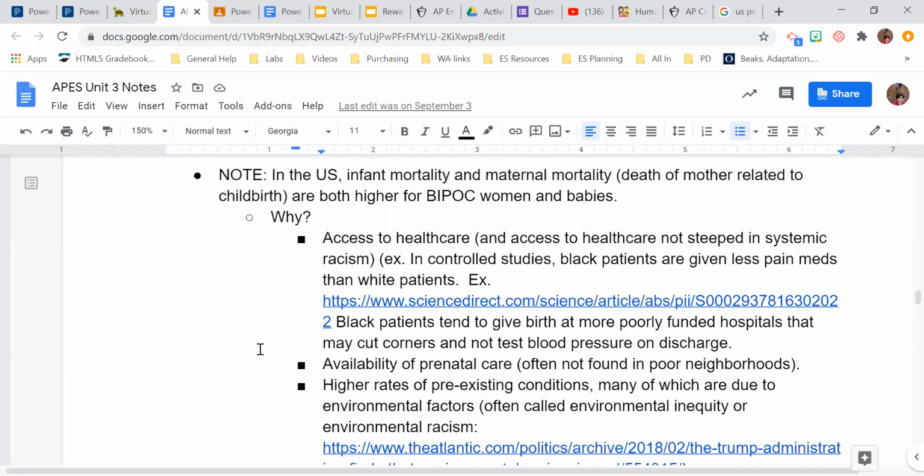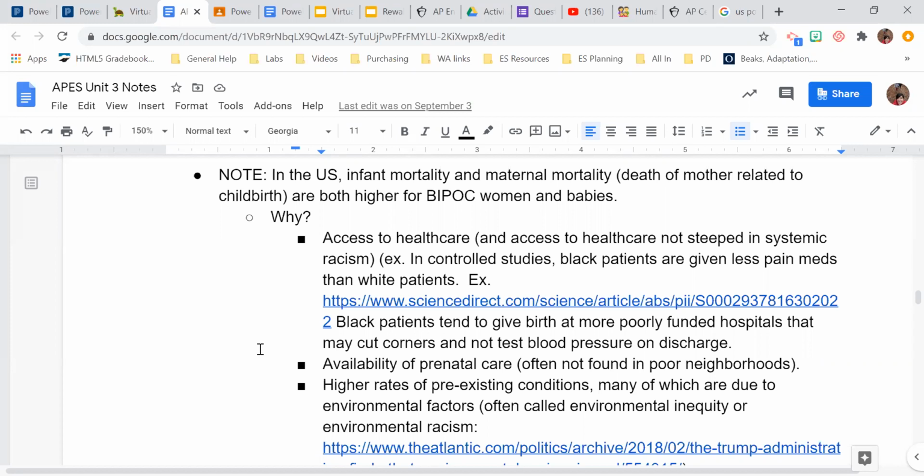Number one, access to healthcare. Access to healthcare that is not steeped in systemic racism would be a good start, because there are problems with controlled studies that have a Black patient and a white patient who come in, and these are actors, they're not real patients, and they say the exact same symptoms. The white patient is more likely to get more pain medication and to be believed.